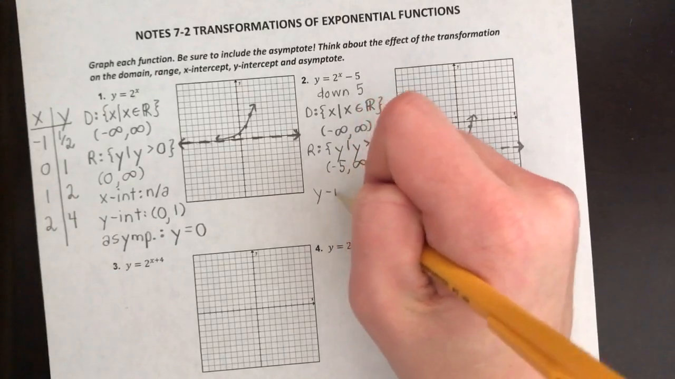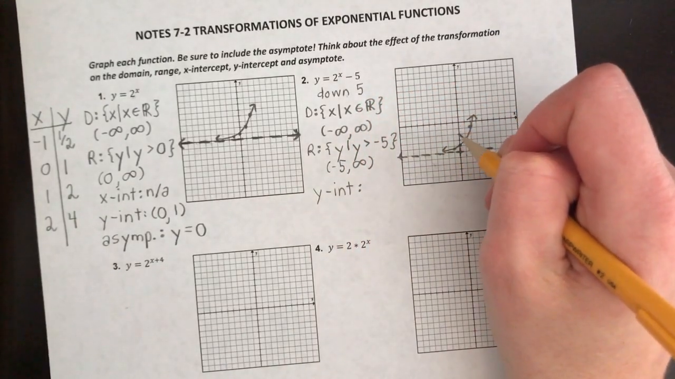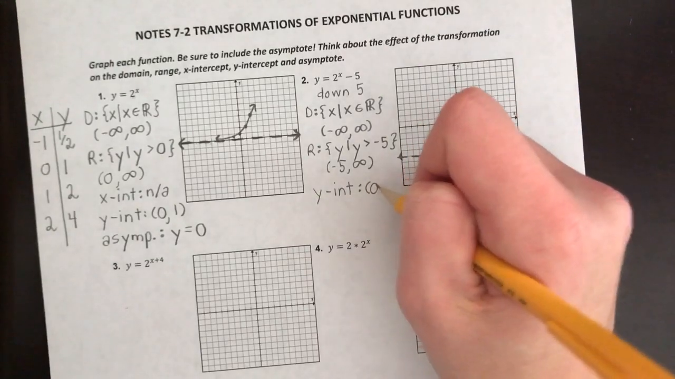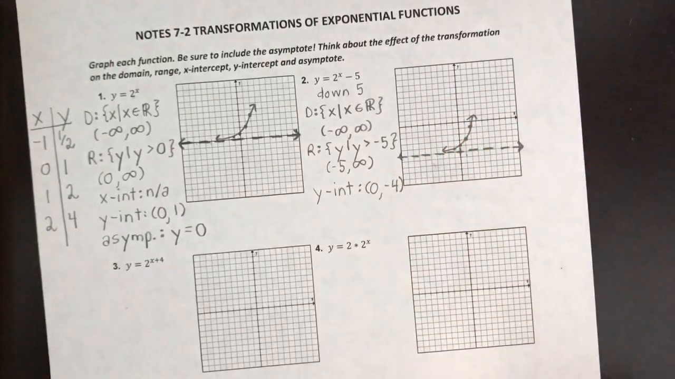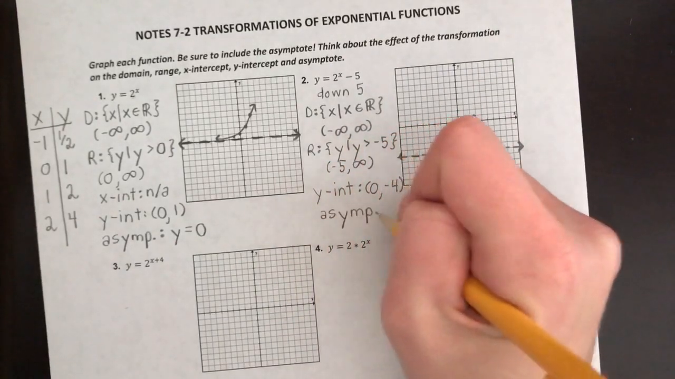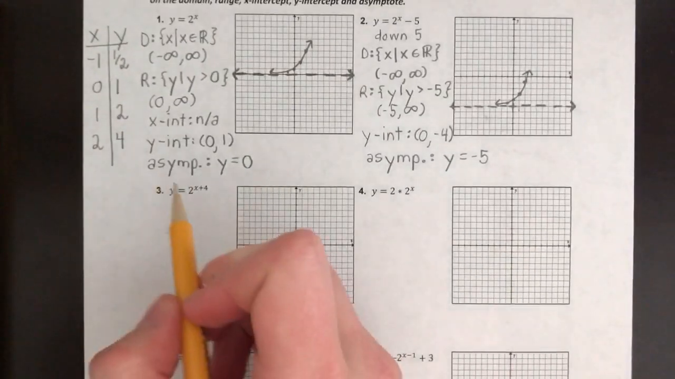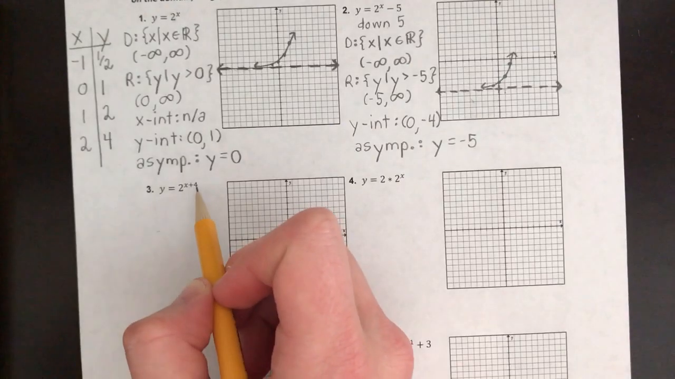My y-intercept, on the other hand, is 0, 1, 2, 3, 4. (0, -4). Okay, and my asymptote is y equals -5.